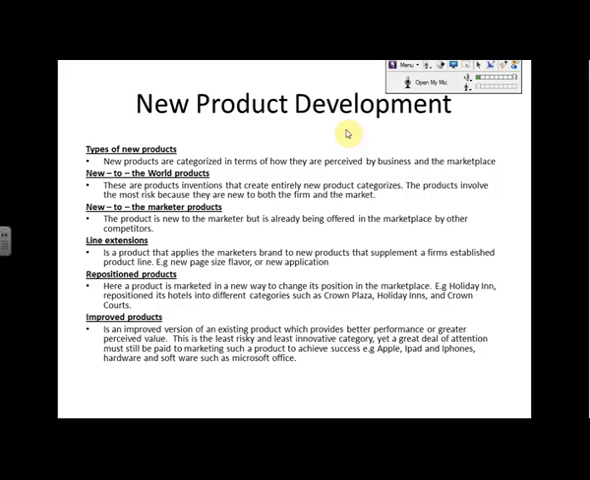We also have what are known as improved products. An improved product is an improved version of an existing product which provides better performance or greater perceived value. This is the least risky and least innovative category. Yet a great deal of attention must still be paid to marketing such a product to achieve success. For example, we find that with Apple, in terms of their iPad, iPhone, and also we find that with the hardware and software such as Microsoft Office.